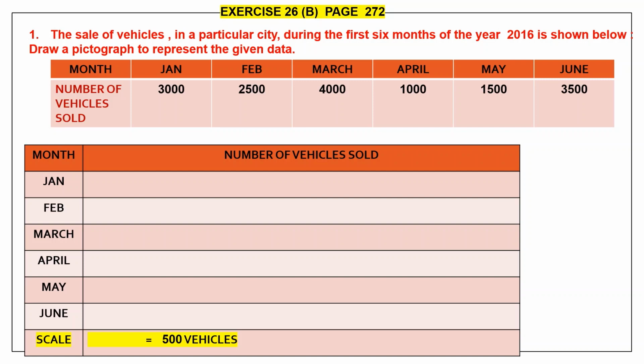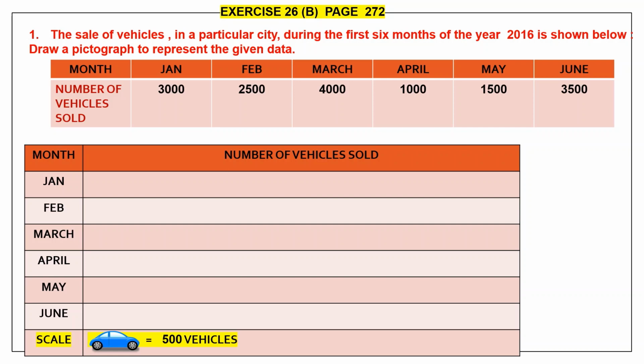At the bottom of this table you can see scale. Scale is very important. What are we going to show here? We're going to show pictures of vehicles, since the first question is on sale of vehicles. The first part says in January 3,000 vehicles were sold. We cannot draw 3,000 vehicles here, isn't it? So instead we're going to have a scale where I'm going to use one car to show 500 vehicles.